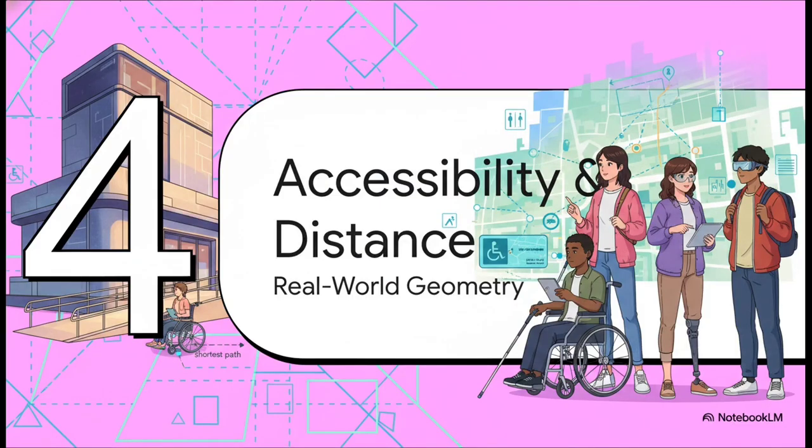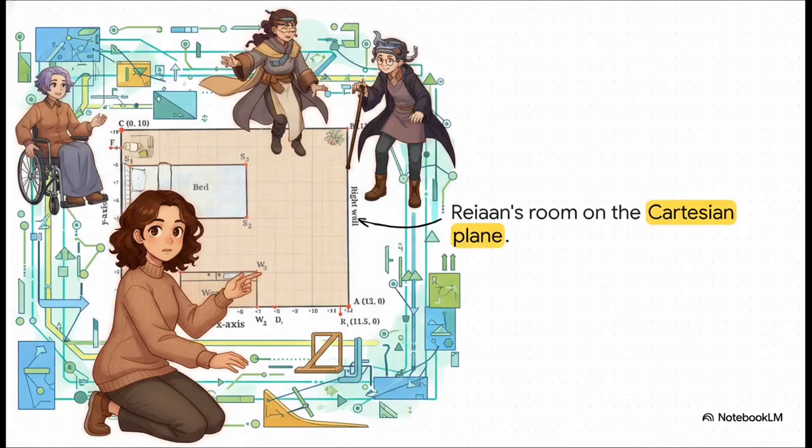Which brings us to Part 4, Accessibility and Distance. Let's see how this geometry builds the actual foundation for accessible architecture. What I find absolutely brilliant about Shalini's map is how she placed the bottom left corner of Regien's room dead center on the origin, right on that 0, 0 mark. By doing this, she essentially turned the left wall of his room into the y-axis and the bottom wall into the x-axis. This means every single piece of furniture is chilling in quadrant 1, making all the measurements nice, easy, positive numbers.